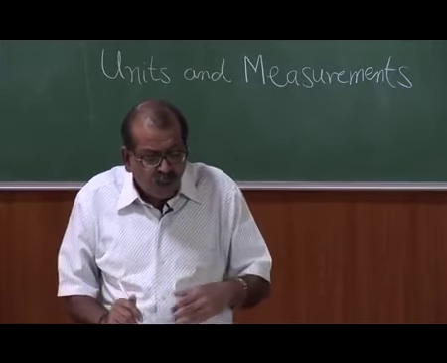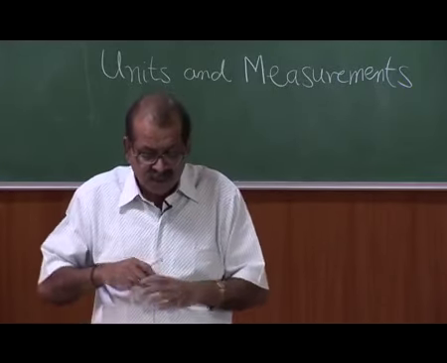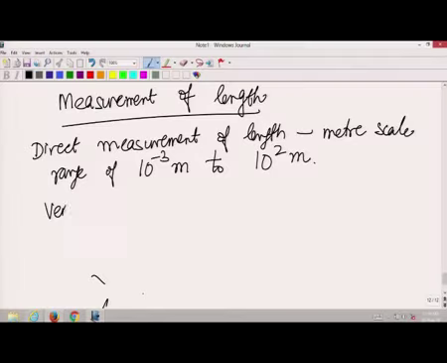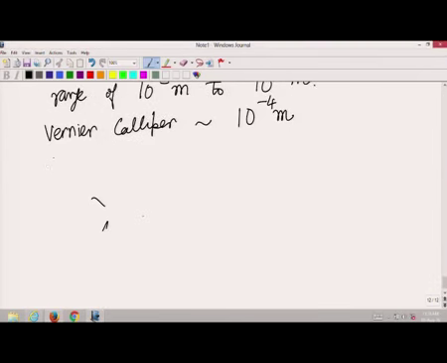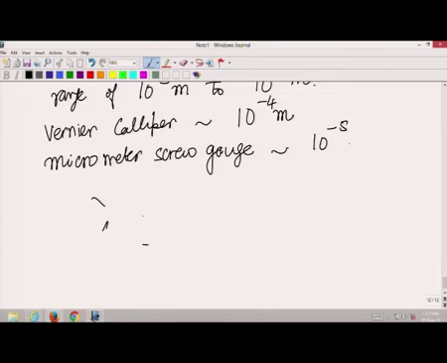But then if we want to measure even smaller lengths, then we have devices. We have a device called vernier caliper, which will measure up to 10 to the power of minus 4 meters, and we have micrometer screw gauge, also called the screw gauge, which will measure length up to 10 to the power of minus 5 meter. Now, this was for smaller lengths.